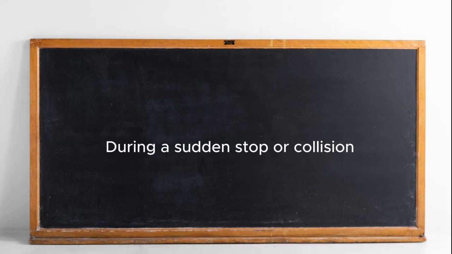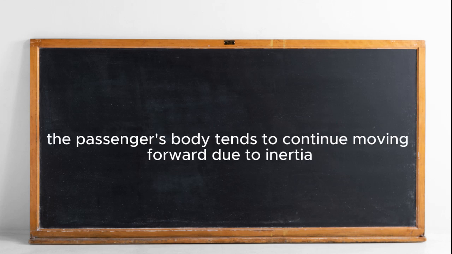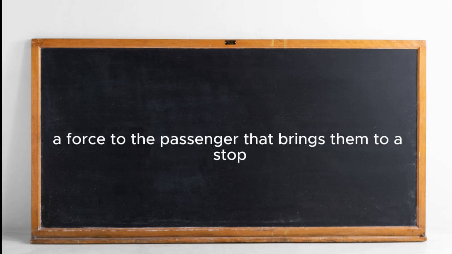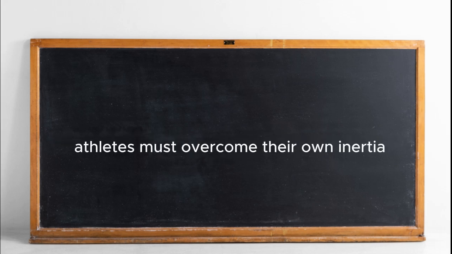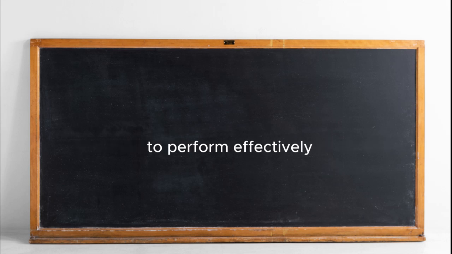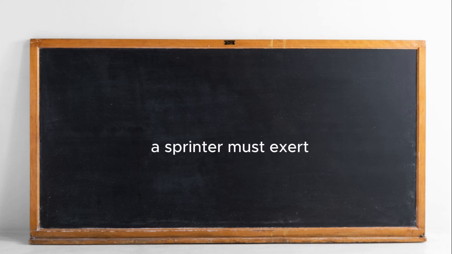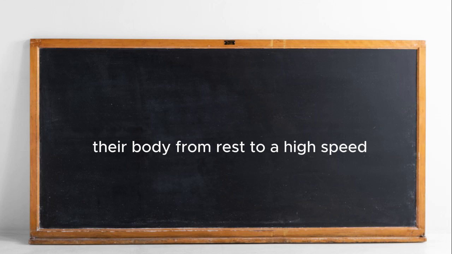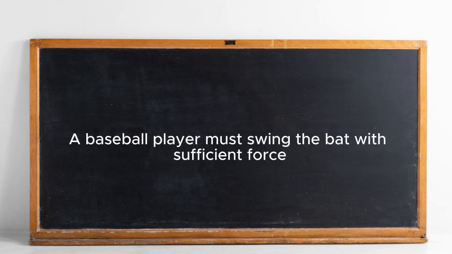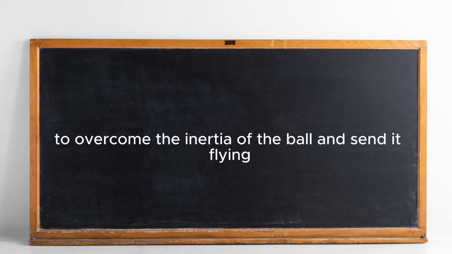During a sudden stop or collision, the passenger's body tends to continue moving forward due to inertia. However, the seatbelt applies a force to the passenger that brings them to a stop, reducing the risk of injury. Sports. In many sports, athletes must overcome their own inertia to perform effectively. For example, a sprinter must exert a large force on the ground to accelerate their body from rest to a high speed. A baseball player must swing the bat with sufficient force to overcome the inertia of the ball and send it flying. Space travel.